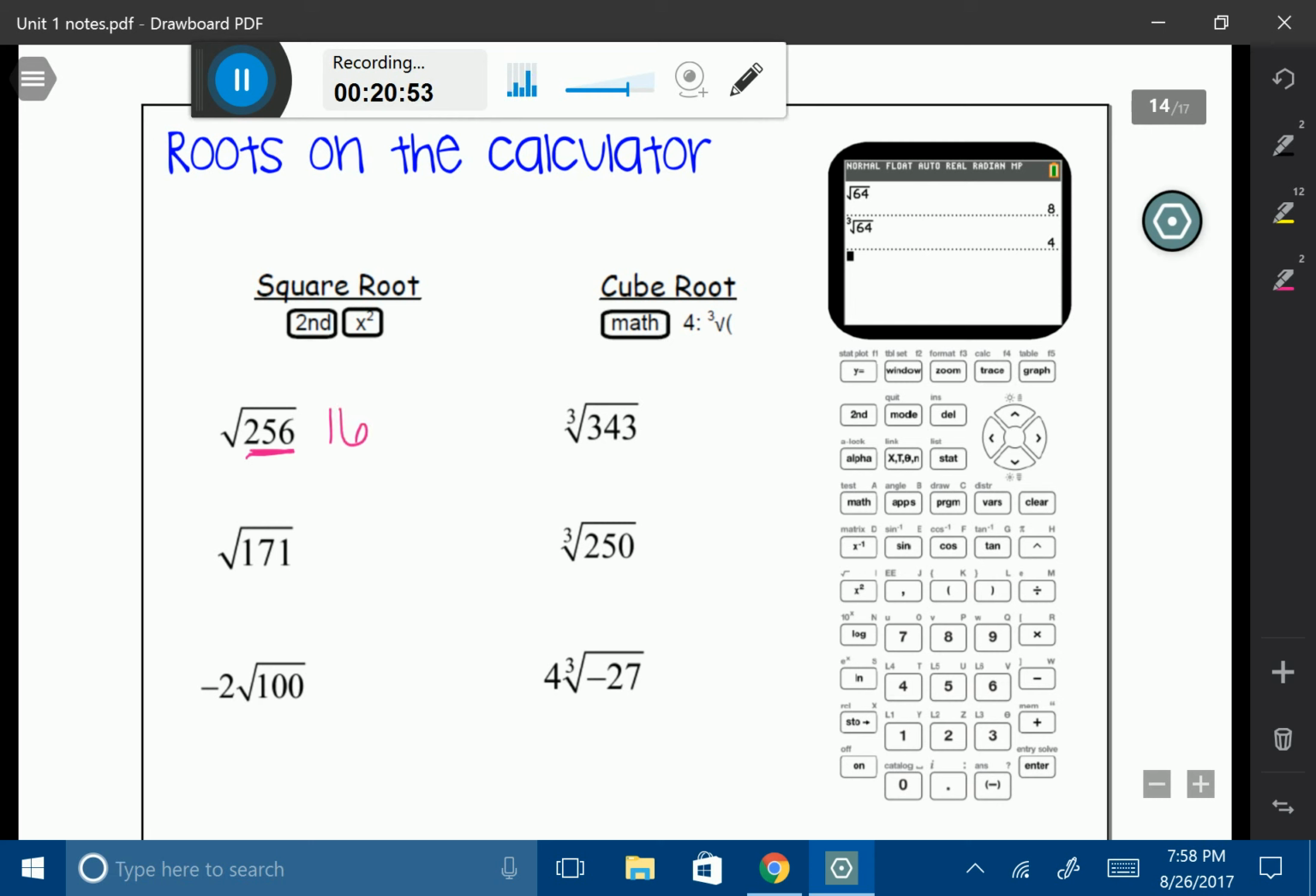All right, let's try another one. We're going to press second x squared and then we're going to try 171. And I get a nice decimal.